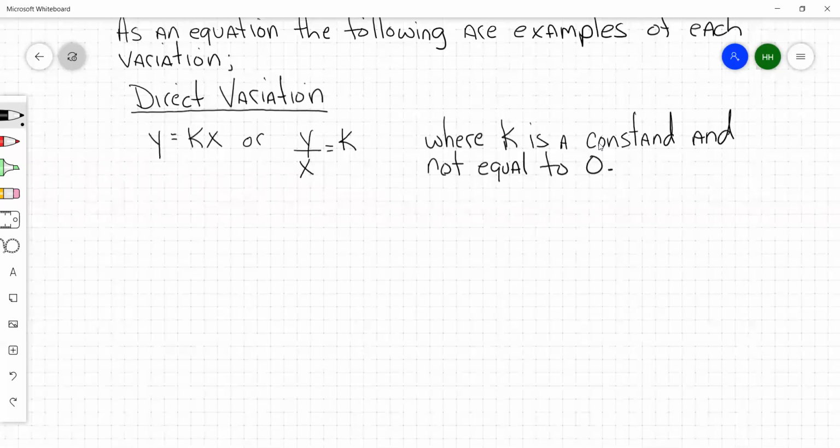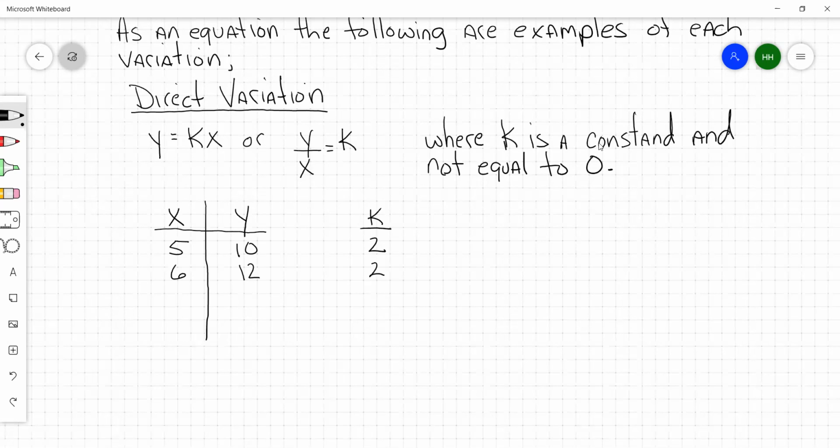So, meaning if you were given a table of values, and in your table of values, every time you divided y by x, you got the same thing. All right. So if we took 10, we divided it by 5, what would your k be? Your k would be 2, right? And if we took 12 and divided it by 6, k would be 2.